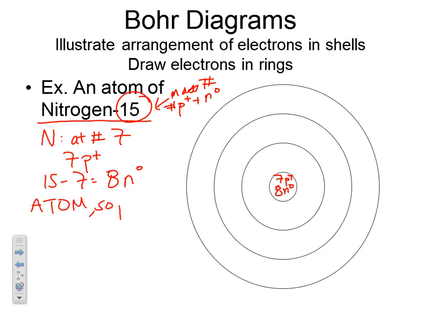So that means that our protons are equal to our electrons. So 7 protons means that we have 7 electrons. So I've got 7 electrons that I can place into this Bohr diagram, but the thing is, only 2 electrons fit in shell 1.